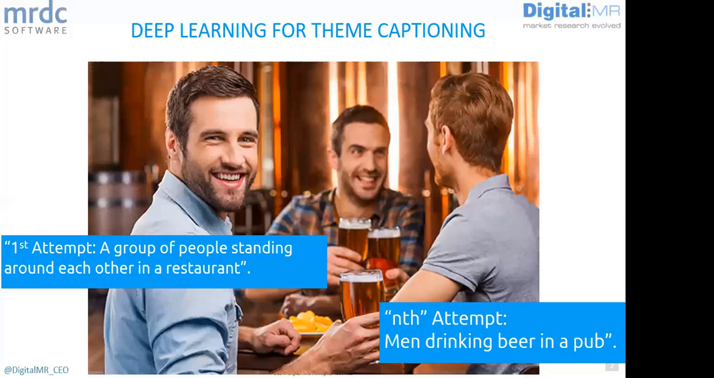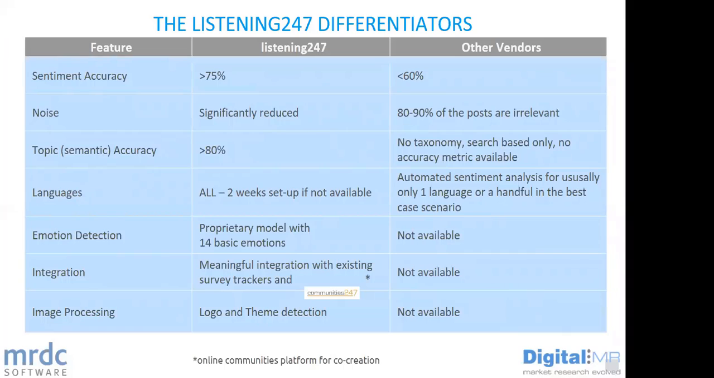We can also see what kind of occasions people are sharing when they talk about beer or other products. All right, and this is basically the list that I went through by showing you those case studies. It is the list of these 7 differentiators of listening 24/7, and about 1,000 social media monitoring tools that are out there. So I'll pause here and see if Phil has any questions from you.